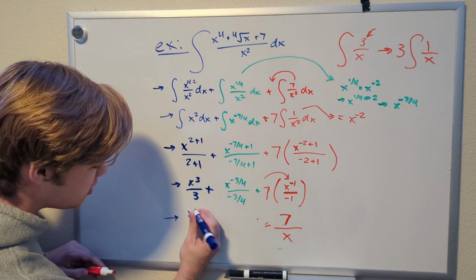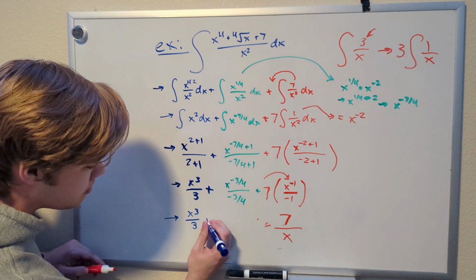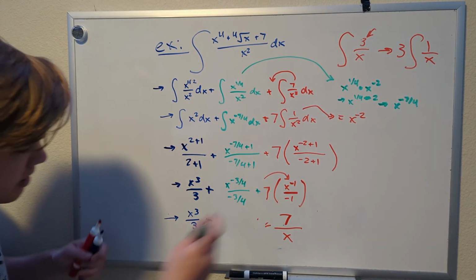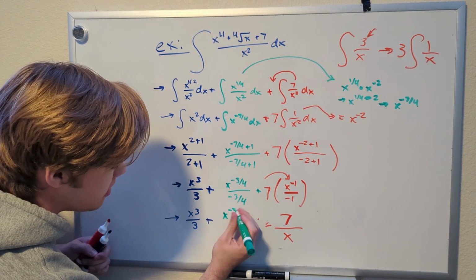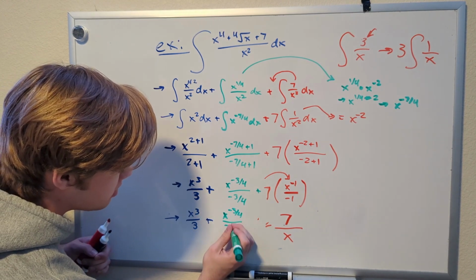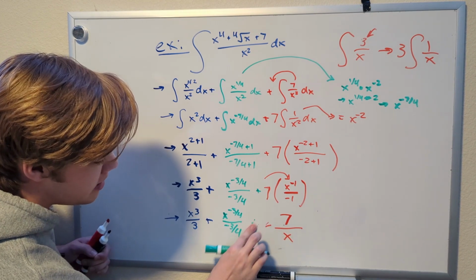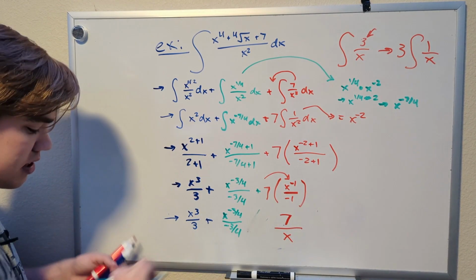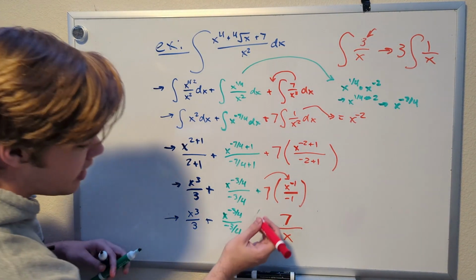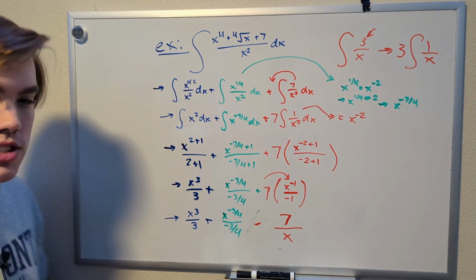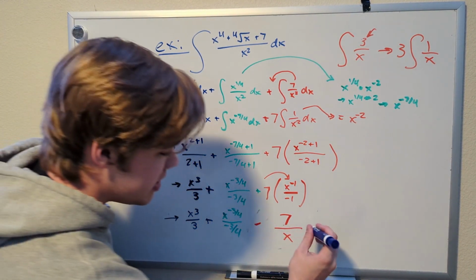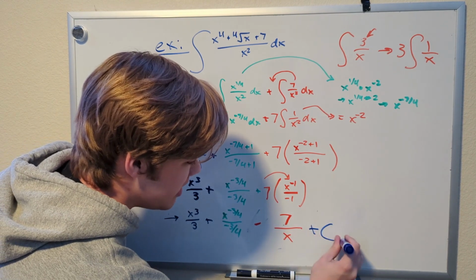This turns into x cubed divided by 3 plus, let me get my green, x to the negative 3 fourths divided by negative 3 fourths plus, and then, or I should say minus, since this is a negative 7 to the x. Instead of writing plus and negative, I'll just write minus. Minus 7 divided by x, and then of course at the end of all of our antiderivatives, we just add c.